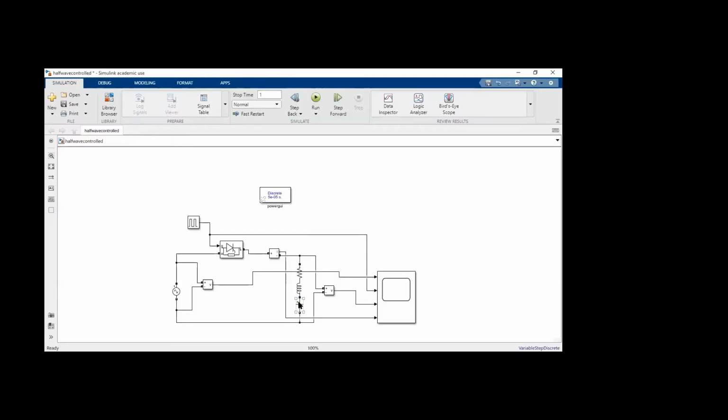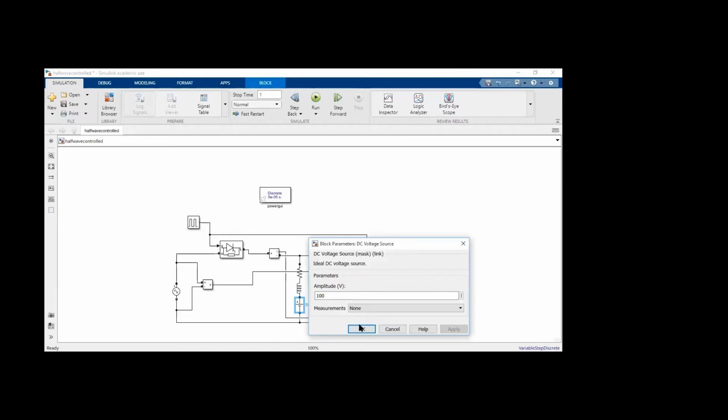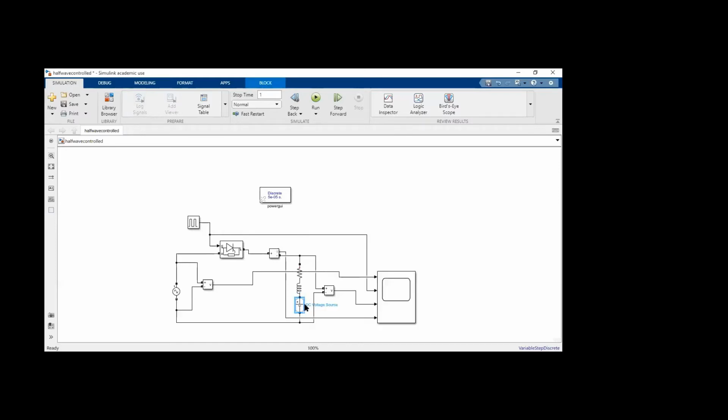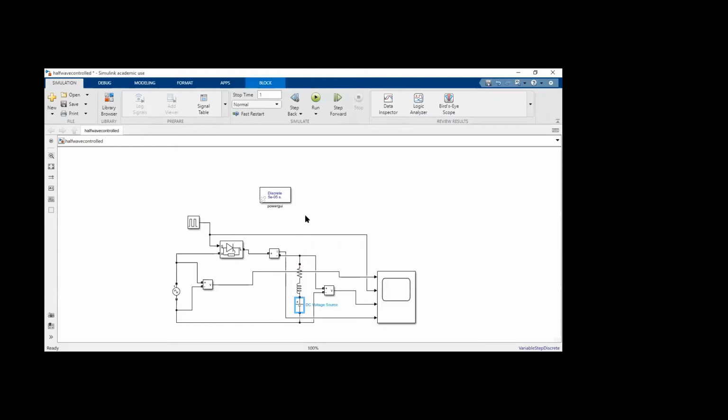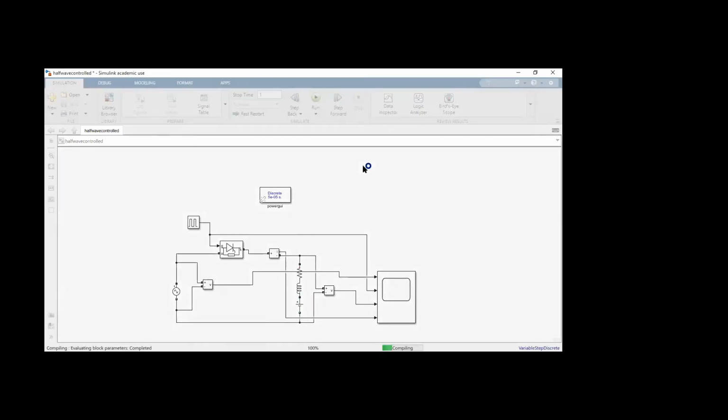Now I have considered a DC voltage source with 100 volts. How I have done this: in the Simulink library, add the voltage source, then I have considered this DC voltage source, and you click on it, then you can select the voltage range. So I have provided 100 volts. Now run the model.